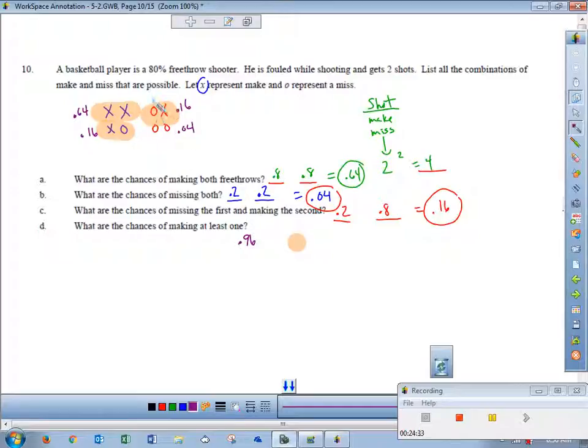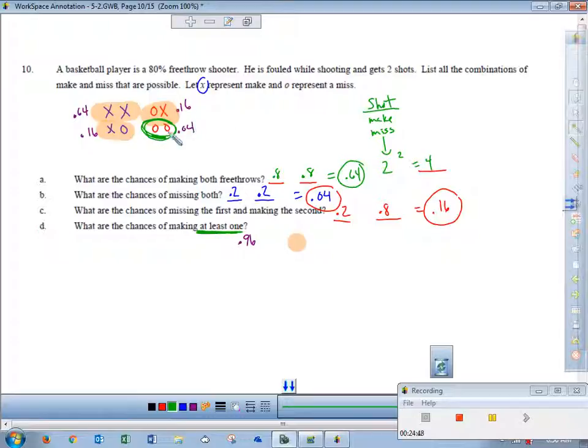That was kind of the long way to figure that out. The easier way to figure that out is if you're going to make at least one, that means that this guy is the only case where you didn't make at least one, where you miss them all, right? If you miss all of them, you didn't make at least one.